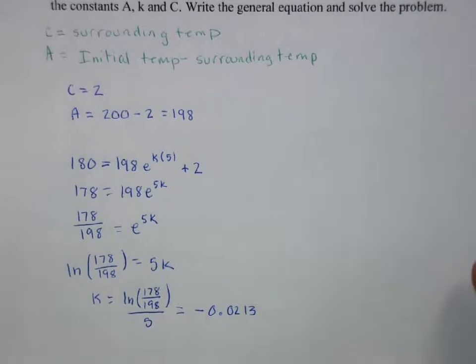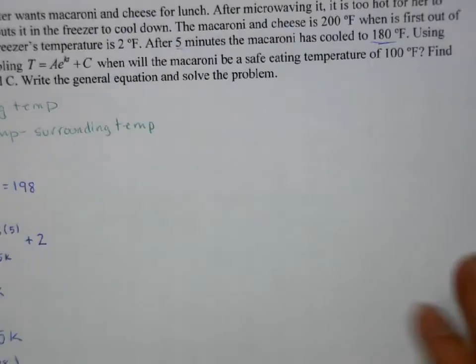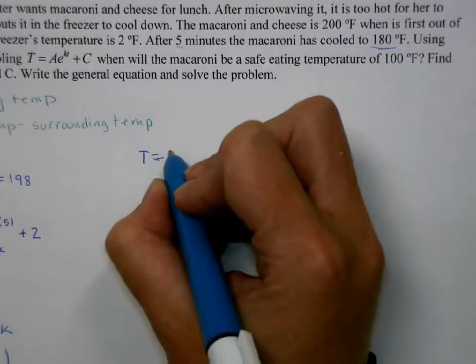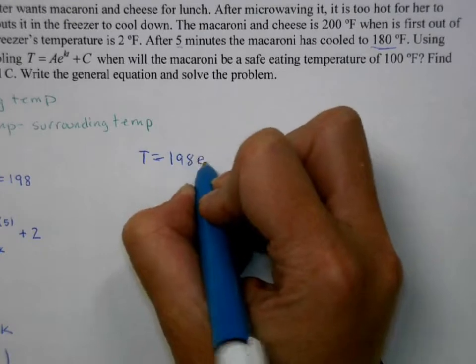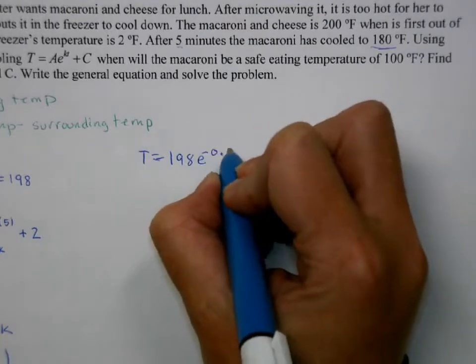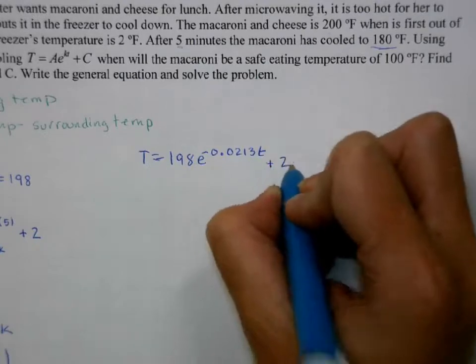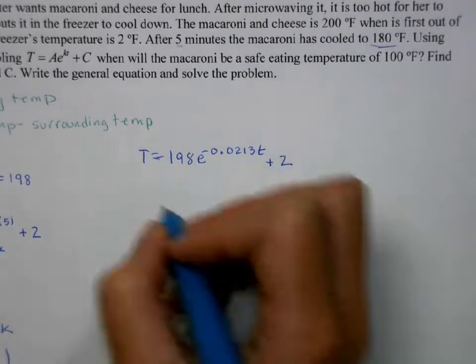Okay, so then I can make my general equation. T is going to equal 198 e to the negative 0.0213 t plus 2. And we want to know how long it's going to take before my daughter can eat her macaroni.